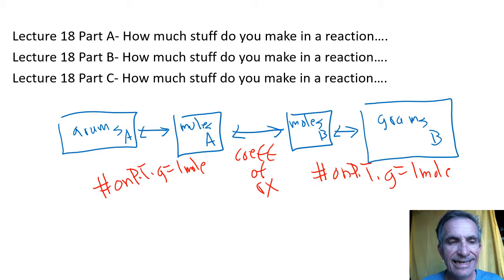So that is how we have figured out how much stuff is involved in a reaction. Now, let me go back to some of the examples you've already seen me work out, and I want to bring up one other little issue that we haven't talked about yet. All right, let me flip to the next slide.